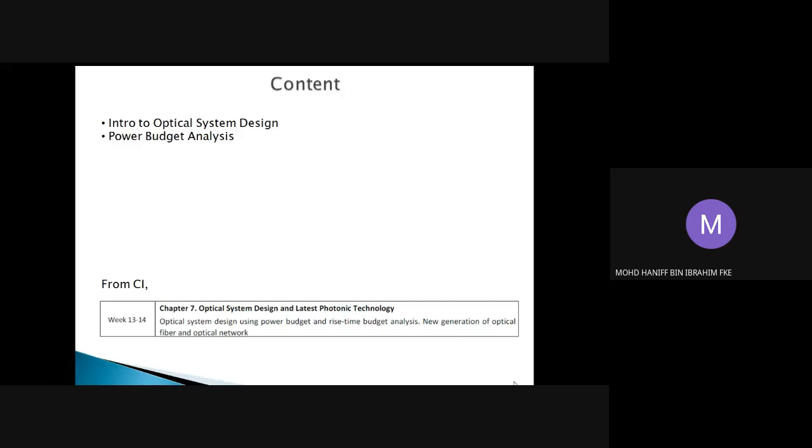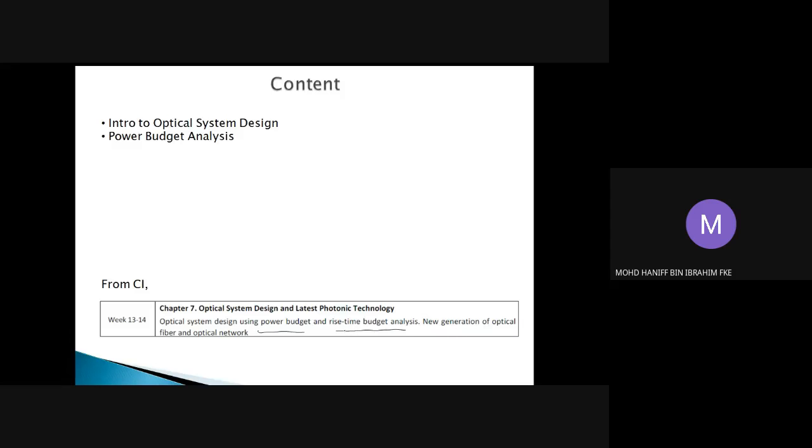We're going to cover the introduction to optical system design. What is the purpose of having optical system design? And number 2, we're going to have a look at the power budget analysis, and we compare this with the CI. This is the essence, the things that we accept from the CI, the topics of optical system design using power budget and rise time budget analysis.